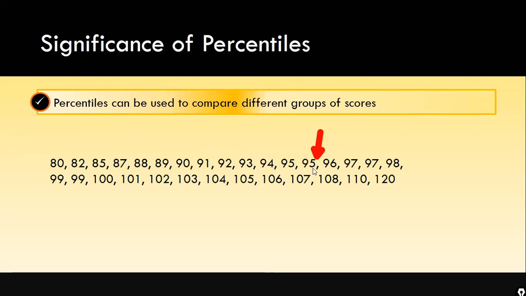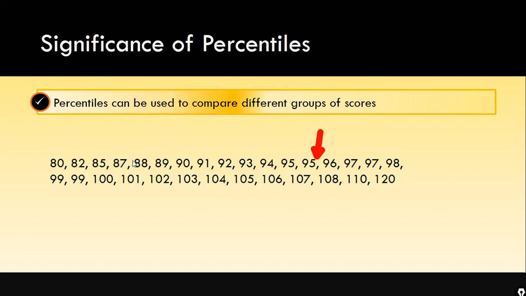How many scores are less than or equal to 95? You need to find out that one. First, you need to have the data. That is step one. Step two, for any given specific value, you need to find out the percentile. I've randomly considered 95. So you need to count how many scores are less than or equal to 95. Can someone count how many values are less than or equal to 95?